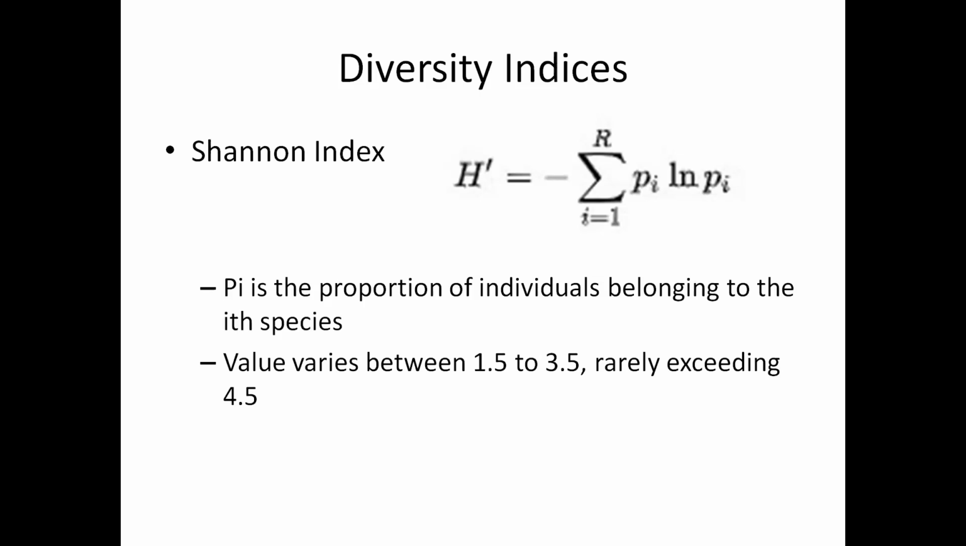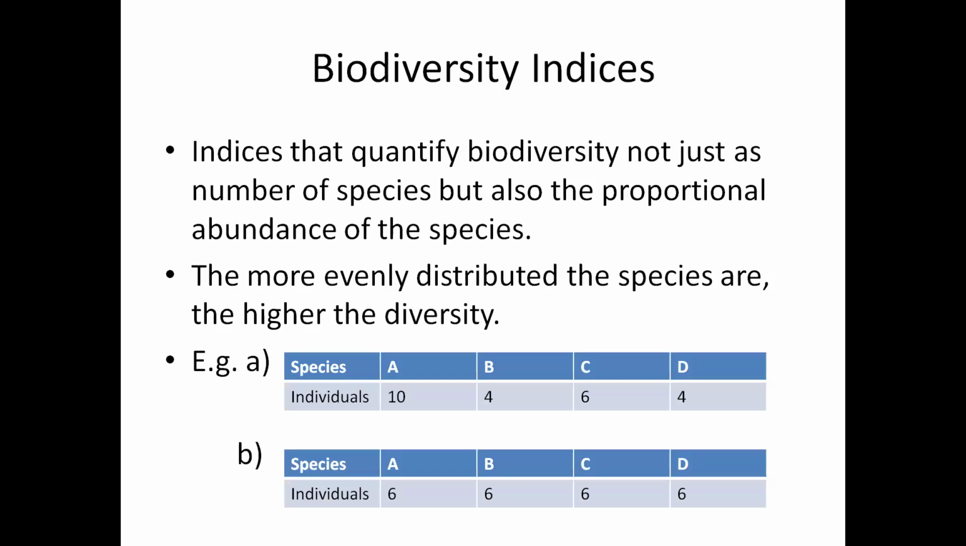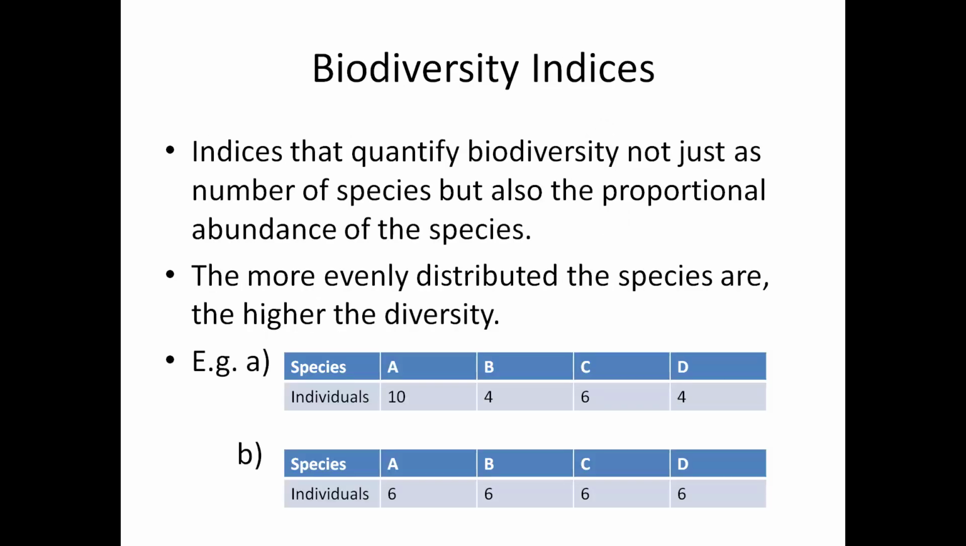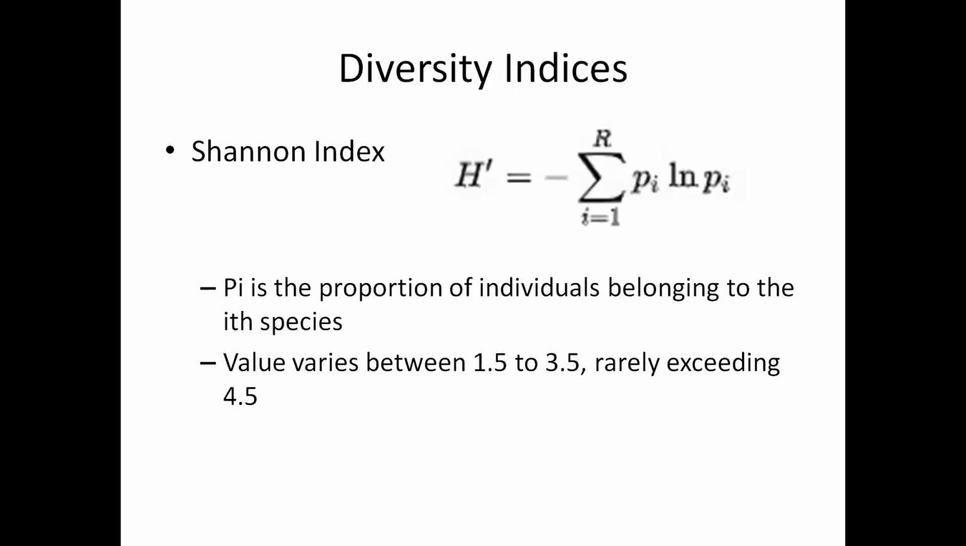Now, what is pi? Pi is basically the proportion of individuals belonging to the ith species. If I go back here, in, say, A, the total number of individuals is actually 24. So for A, that proportion pi is 10 upon 24. Like that, I'll have to do it for everything. So for B, it is 4 upon 24. For C, it is 6 upon 24. For D, it is again 4 upon 24. And then for each one of those, I have to calculate this quantity, pi into the natural log of pi, and then add all of this together. And that will give me the value of H dash.